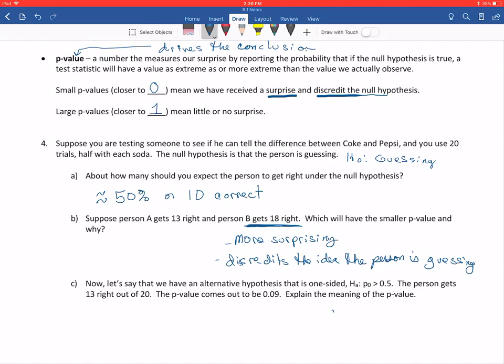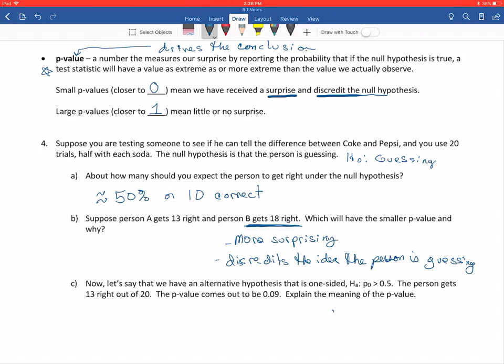Okay, so now let's write out another interpretation here. Your alternate hypothesis is, in this case, one-sided, which would be that the probability of them getting it right is more than 50%. So if the probability of them getting it right is more than half, I would say at that point, the alternative is that they can tell the difference and that they're going to get more than half of them right. If the person gets 13 out of 20 of them right, and the p-value comes out to be 0.09, we want to explain the meaning of this p-value.